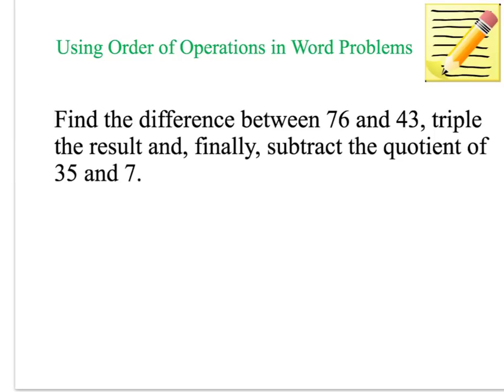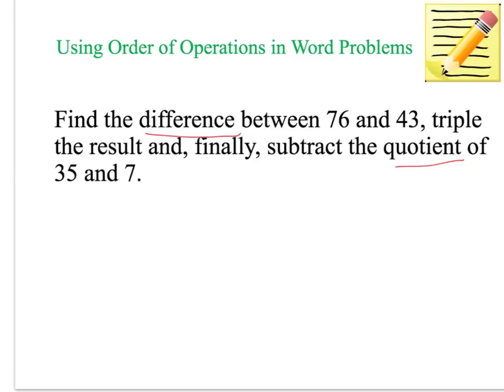For example, I've got the word difference, which means subtract, and the word quotient, which means you need to divide. It's also got the word subtract in it, so that tells you what to do as well. So we'll have a look at this and work out the problem. Find the difference between 76 and 43, triple the result, and finally subtract the quotient of 35 and 7. Okay, sounds complex, but let's just break it down.